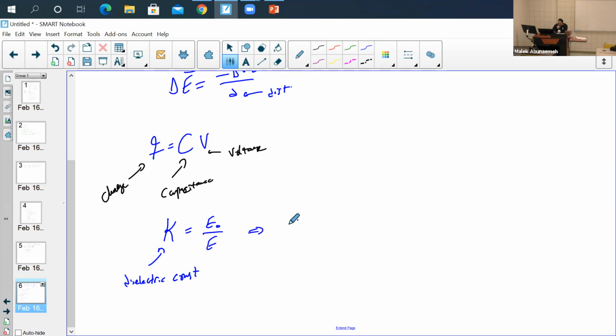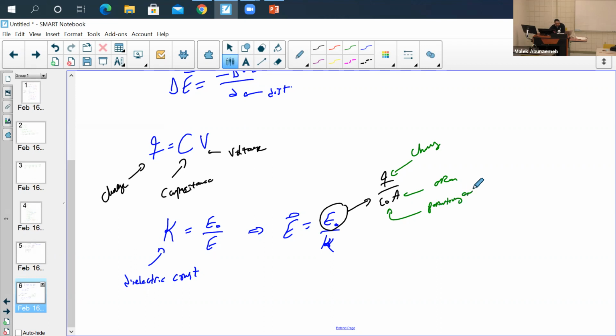That means that the electric field is going to equal E naught divided by your kappa, your dielectric constant. Now, what is E naught? Your E naught, the initial electric field, is going to be Q over epsilon naught multiplied by A. A, that's your area. Q, that's your charge. And epsilon naught is your permittivity constant that we talked about before. Again, I'm going to put down the value, 8.85 times 10 to the negative 12 Coulomb square per Newton meter square.